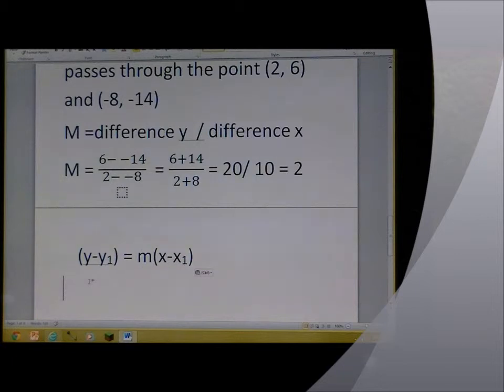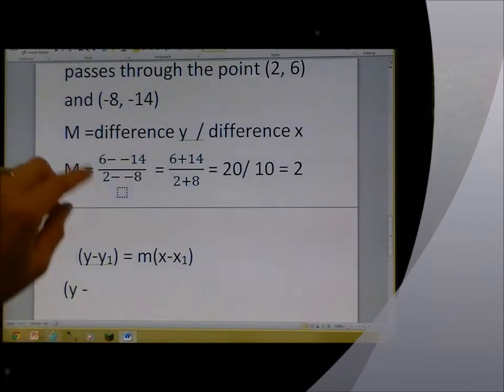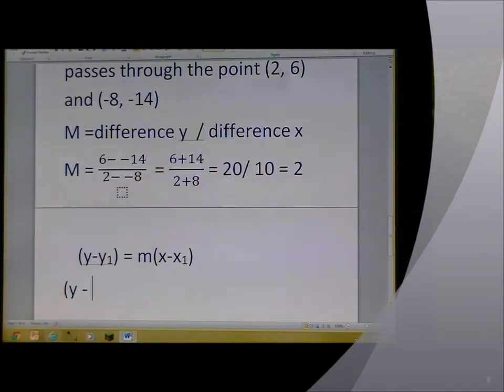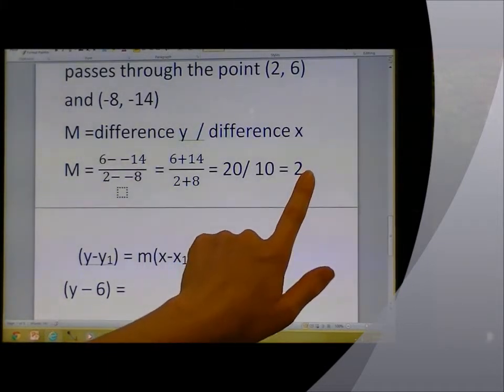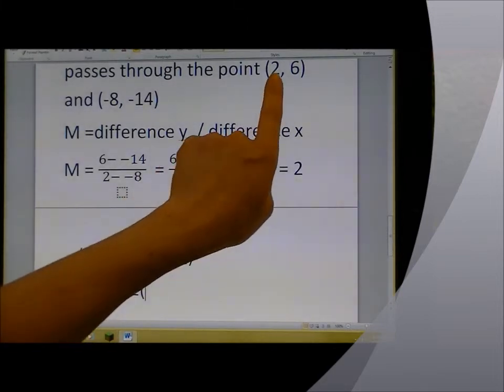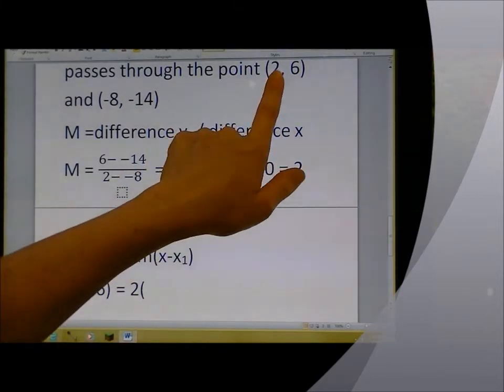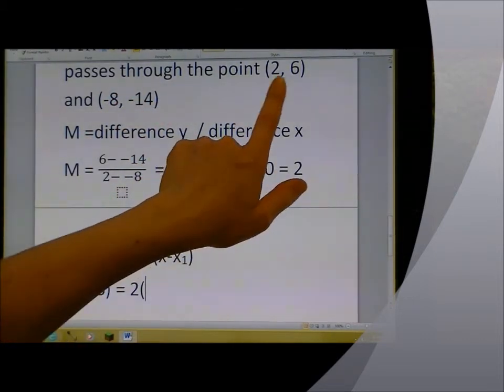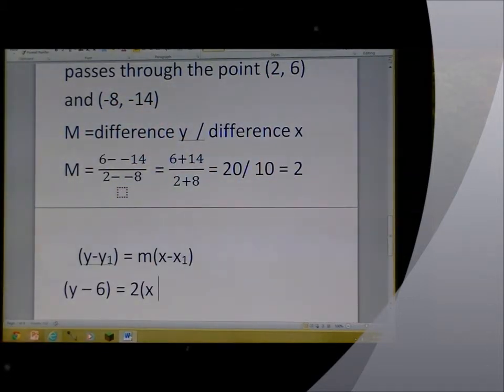Okay, so now I'm going to say y minus any of the y's. So let's use 2 and 6. Let's use those two because they're smaller. So 6 is the y. So I say y minus y1 equals, and then the slope, m is the slope, which is 2. So write down 2. And we know our x, so use the same point. If you're going to use 6, you got to use the 2. If you wanted to use -8 and -14, you could have, but you should use those together. So now we use the 2. We say x minus 2.